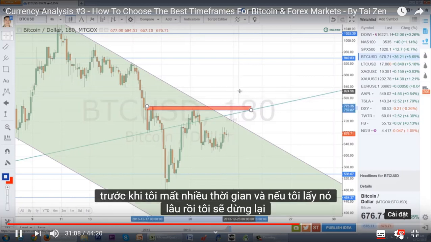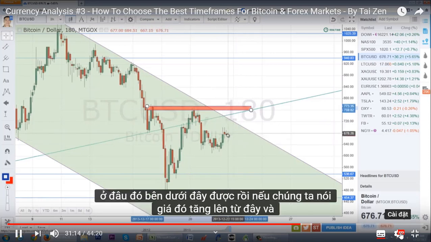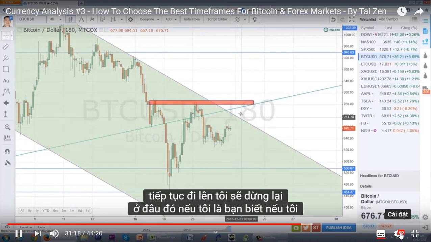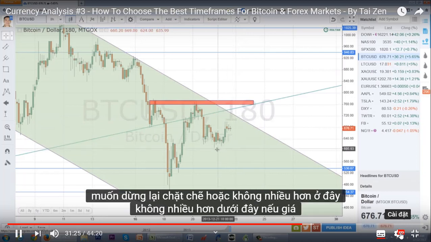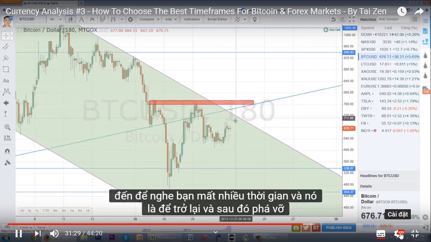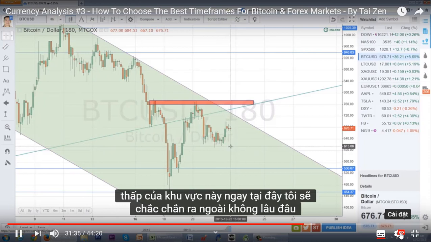And if I take it long right there, I would put my stop somewhere below here. Okay, let's say that price goes up from here and it continues to go up, I would put my stop somewhere here if I wanted a tight stop, or no more than below this. If price comes up to here, you took it long and it came back down and then broke the low of this area right here, I would definitely get out. That long is long gone.